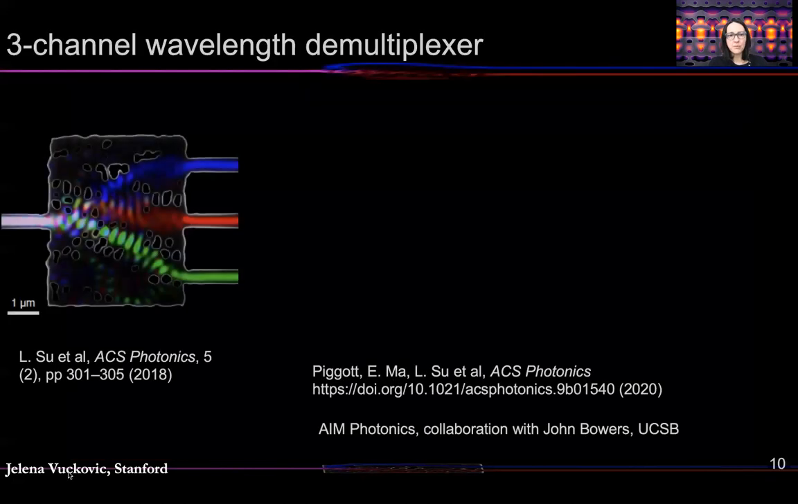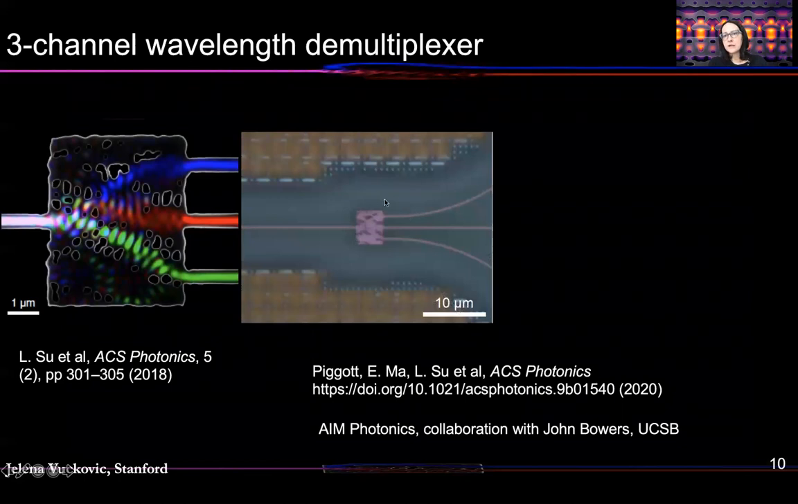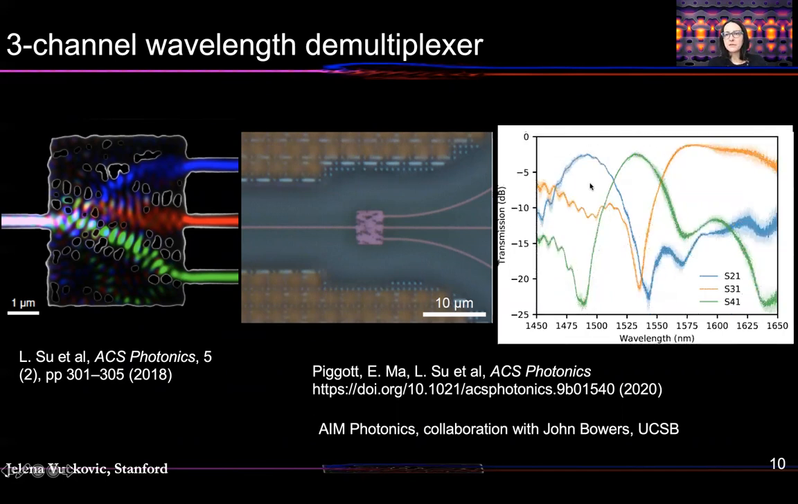And here is a comparison between our structures, three-channel wavelength splitters fabricated in silicon using Stanford fabrication facility, the same device fabricated in AIM Photonics, and theoretically predicted behavior for a 3-channel wavelength splitter, and actually an experimental demonstration of a 3-channel structure measured over many devices on a chip fabricated in AIM Photonics.